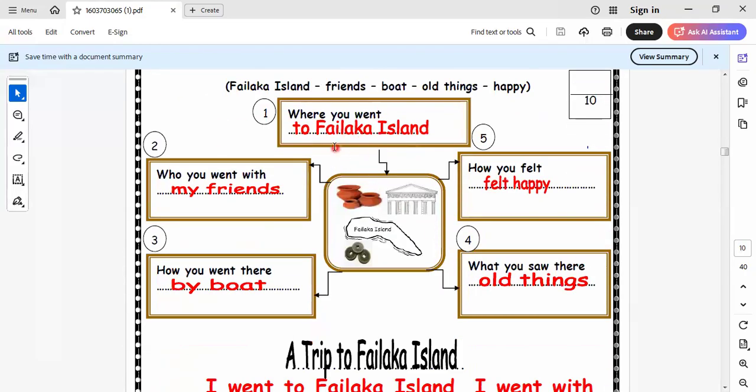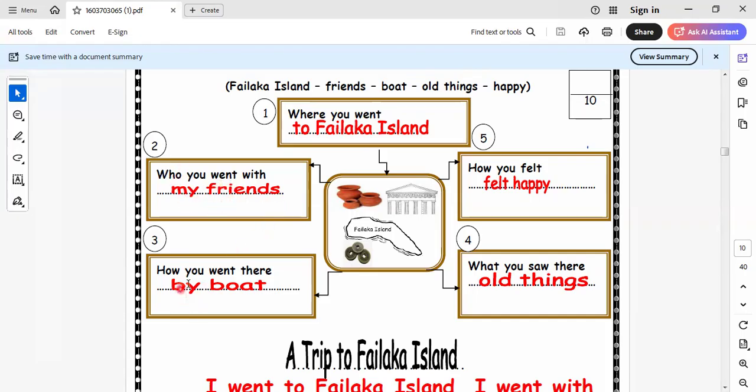Let's go to another topic here: Faleka Island. This is, I think, a famous island in Kuwait. Okay, where you went? To Faleka Island. Who you went with? So I ask about the persons that went with you. Who here asked about the subject person?